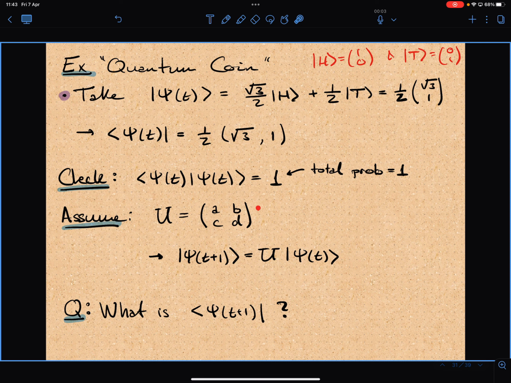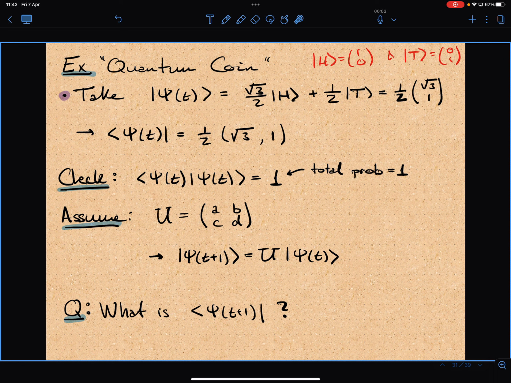And now let's assume that our linear transformation, in this basis, is denoted by A, B, C, D. Then my configuration at time t plus 1 is given by this product, by this transformation.